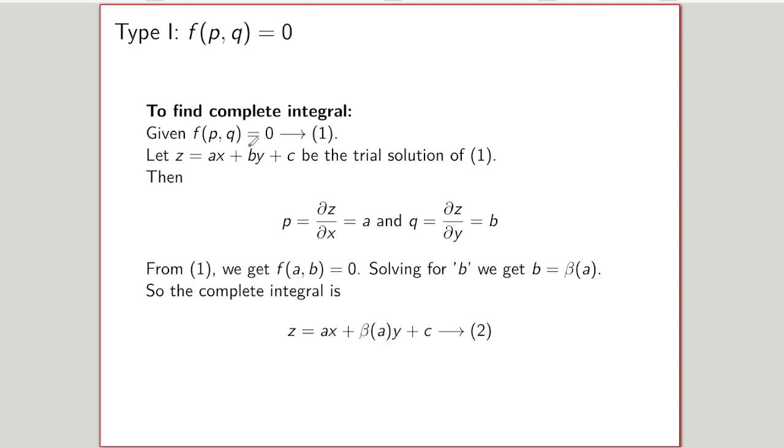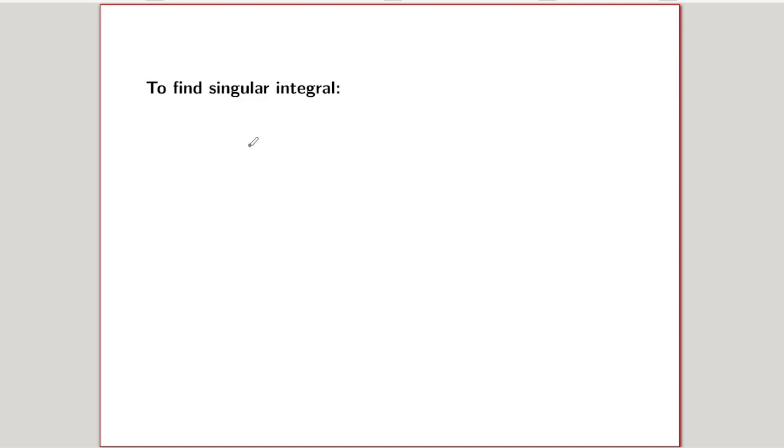Now substituting beta of a here, we can observe that a is an arbitrary constant, c is an arbitrary constant. So there are two arbitrary constants and two independent variables. Since the number of arbitrary constants is equal to the number of independent variables, this equation 2 is called the complete integral for type 1 problems.